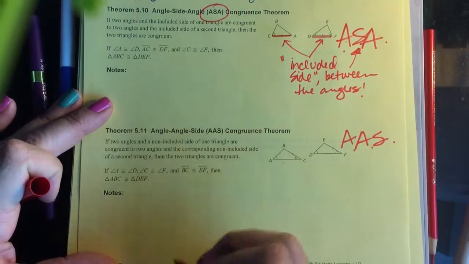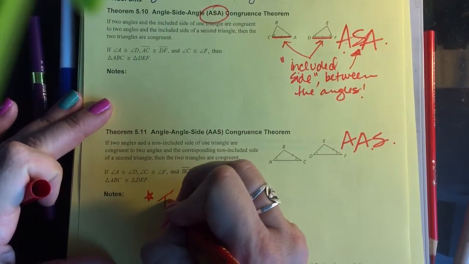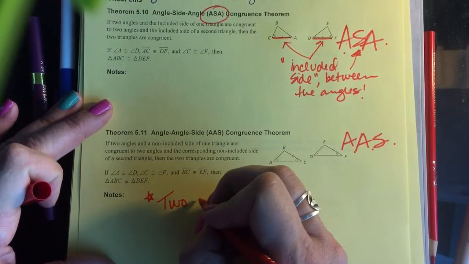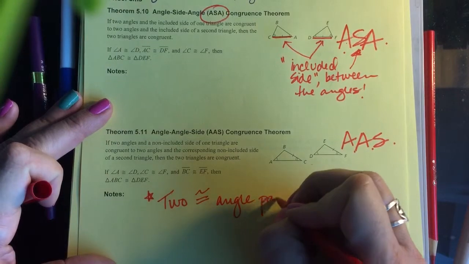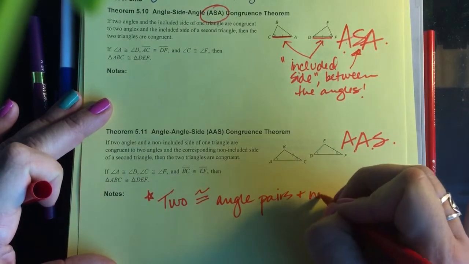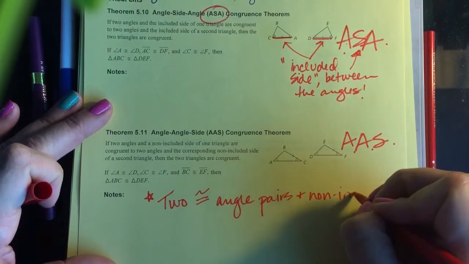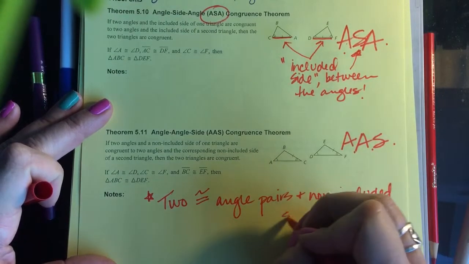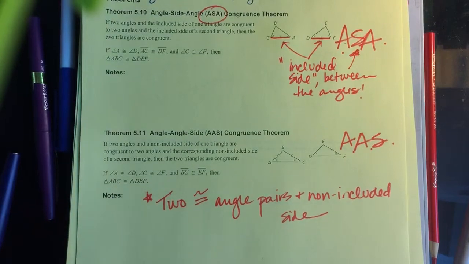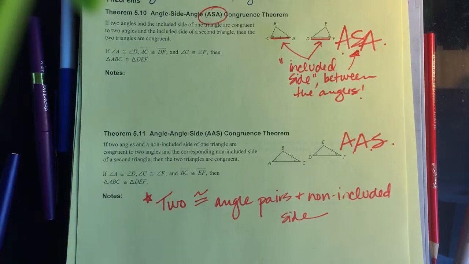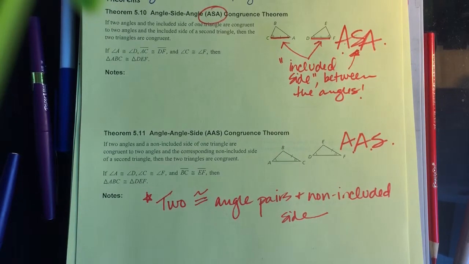What am I going to write down here? Two congruent angle pairs and a non-included side. Angle, angle, and then the side. As I go around the triangle, angle, angle, and then the side. So SAS, HL, SSS. Now I have ASA and AAS.